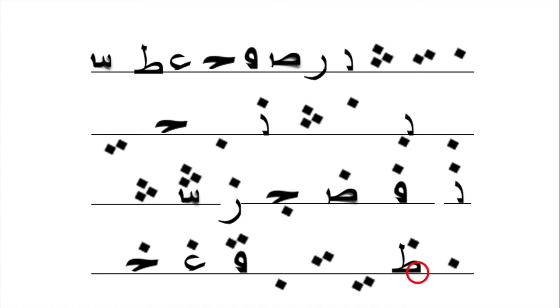Here we have the dal shape with the dot, Za. Two dots on the bottom, Ya. Two dots on top, Ta. One dot on the bottom, Ba. A loop shape but with two dots, Qaf. Here we have what would be the Ain but with the dot on top, making it Ghain. And again the Jim Ha Kha, but this one you have with the dot on top, it's Kha.